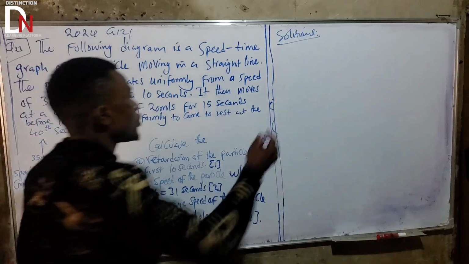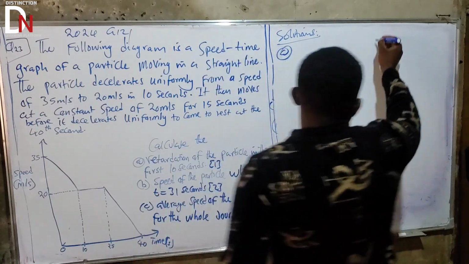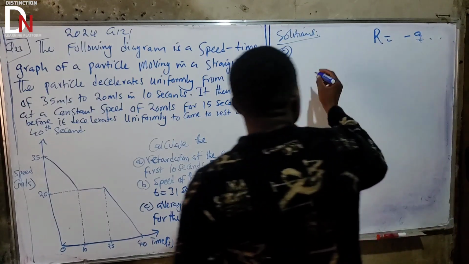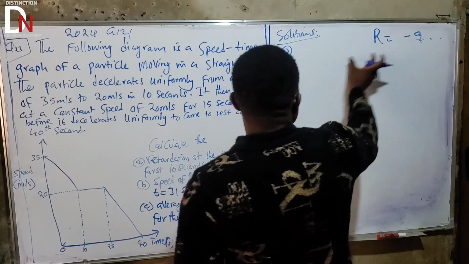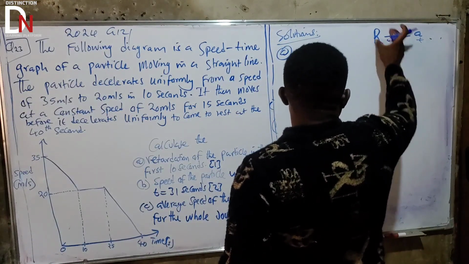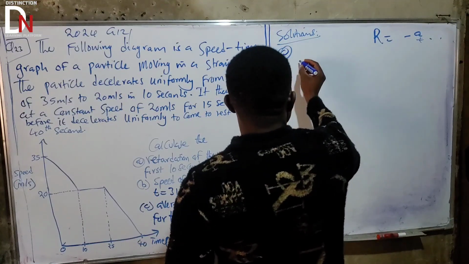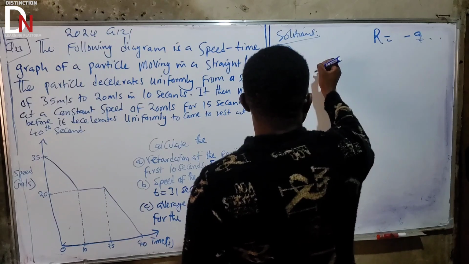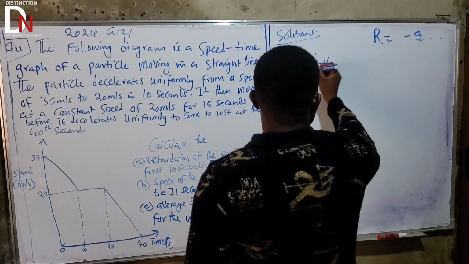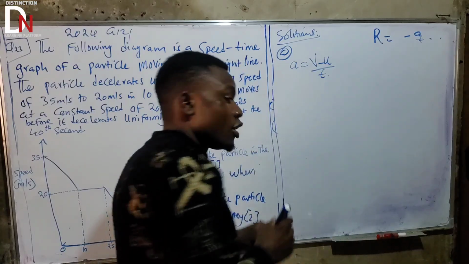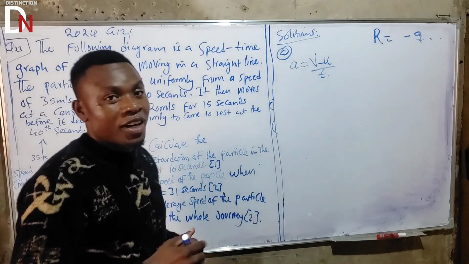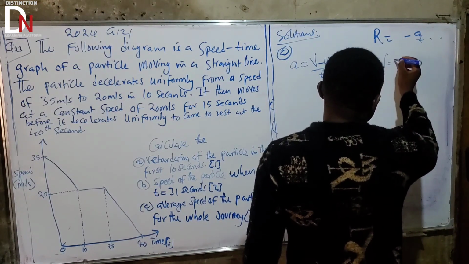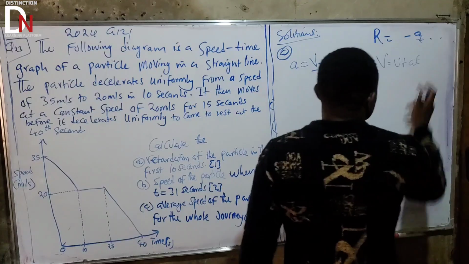So the first question, we want to find the retardation. Retardation is the same as negative acceleration. Therefore, we have to find the acceleration, but the answer should be negative to imply that we are talking about the retardation. Therefore, acceleration is equal to final velocity minus initial velocity divided by t, which is the time taken. From the three equations of motion, we have final velocity is equal to initial velocity plus acceleration multiplied by time taken.